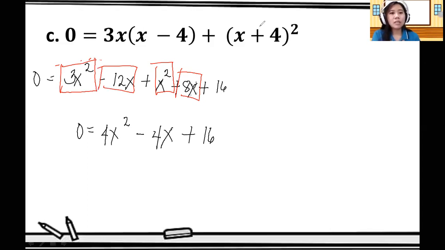So now let's identify the value of A, B, and C. Ibang color naman gamitin natin. So, A, B, and C. Nakakalimutan ko lagi yung equal sign. So what is the value of A here in the equation 4x squared minus 4x plus 16 equals 0? The value of A is 4. Very good. And the value of B is negative 4. And the value of C is 16.